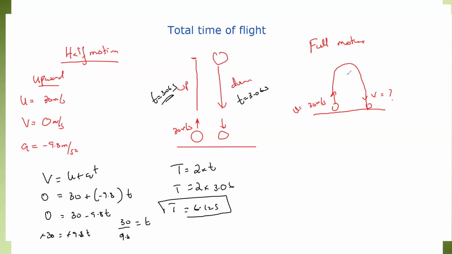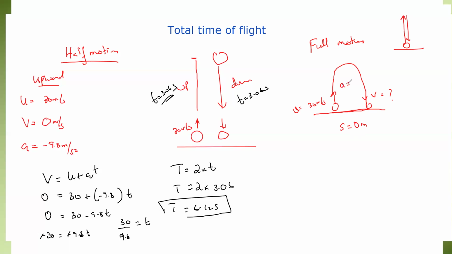Now, what about the displacement of this object when it returned back to the same level? Vertical displacement, not horizontal. What is the vertical displacement for this object? I launch an object, it goes up and then it comes back to the same level. What is the vertical displacement? 0. Good. The vertical displacement will be 0, because the object returned back to the same level.